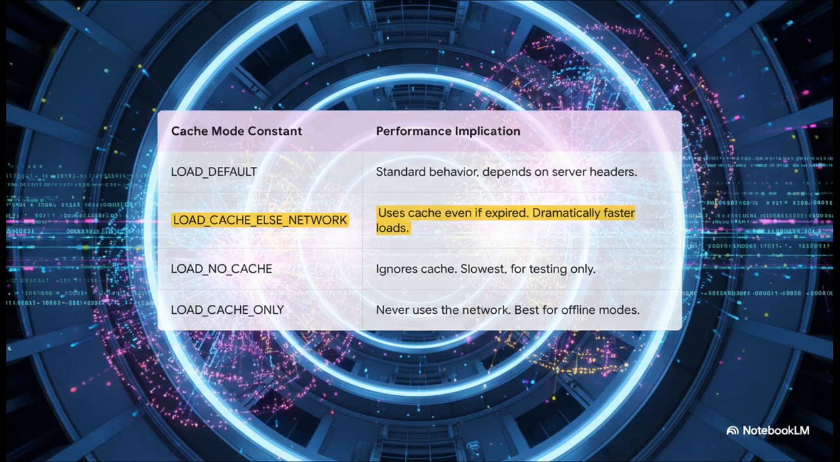Okay, check this out. See that one in bold, load cache else network? This is basically the secret weapon. The default mode is polite. It asks the server if the cache is still good. But this mode, it says, I don't care. Use the cache first, always. Only go to the network if you absolutely have to. The result? Pages feel like they load instantly. It's a massive, massive win.